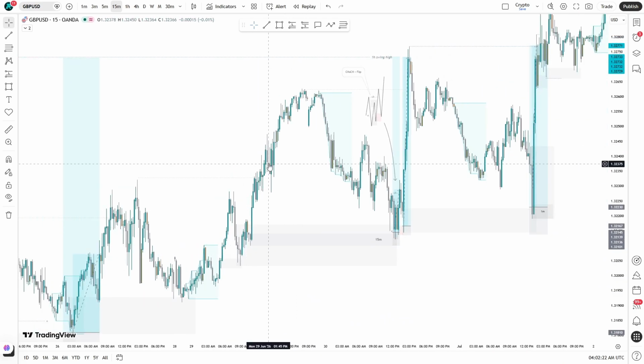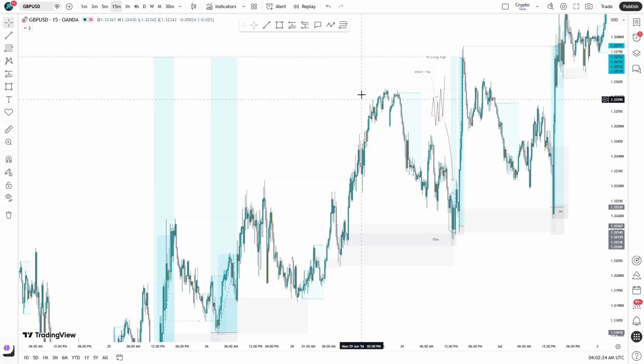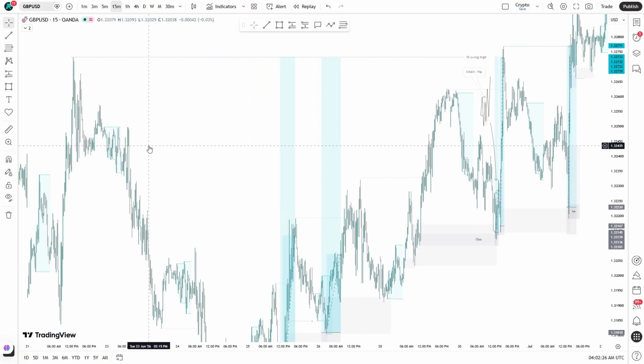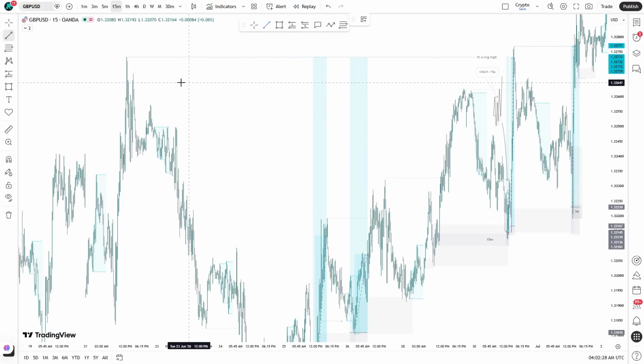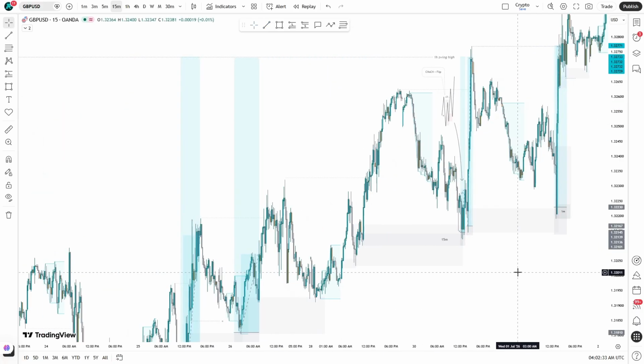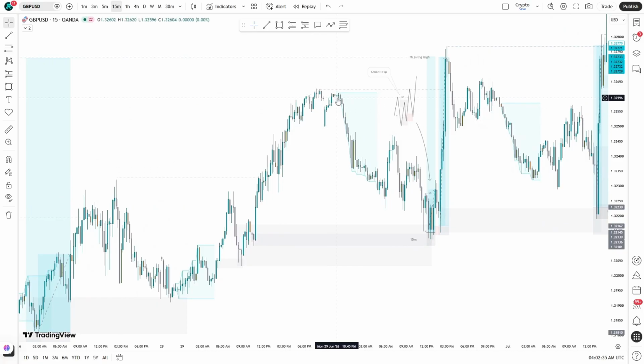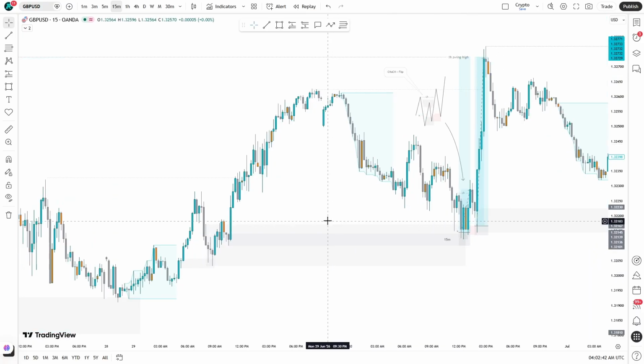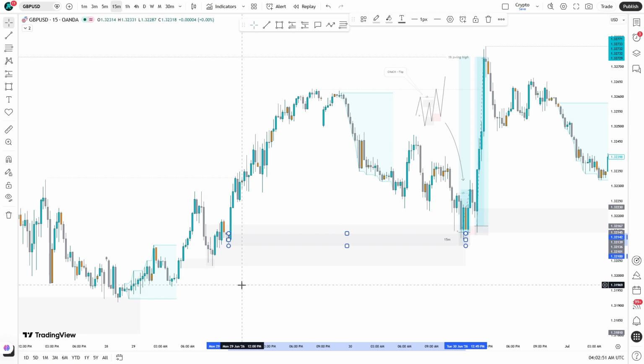It had this very impulsive move to the upside, and the market got this high, got this liquidity that is here. Then it slowly started coming down and started to change character here. The market came down. This is that demand, this is that demand refinement here.